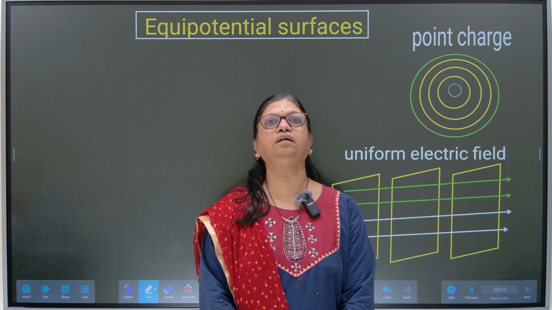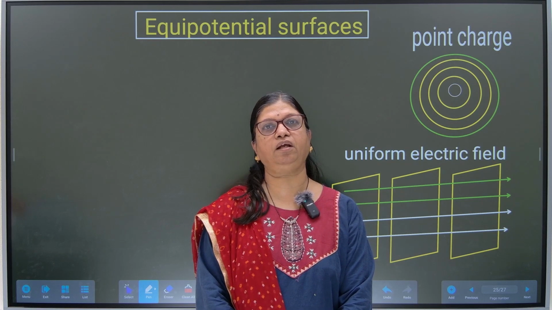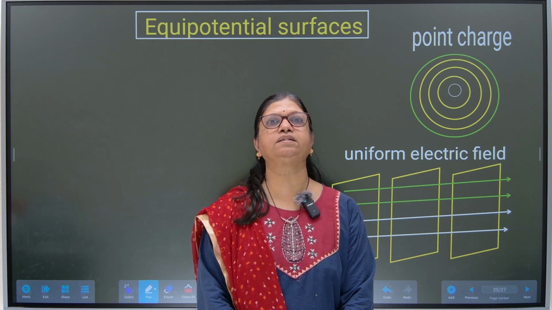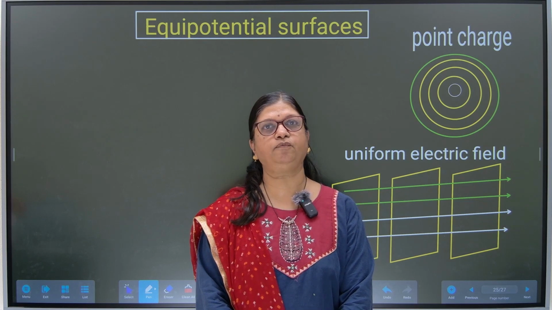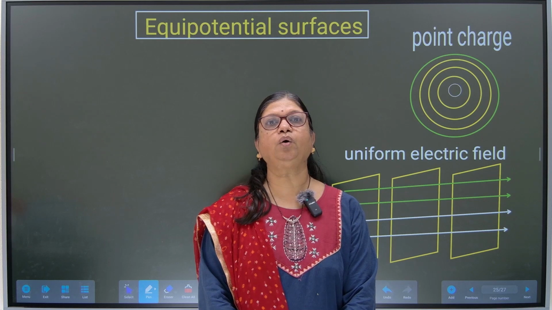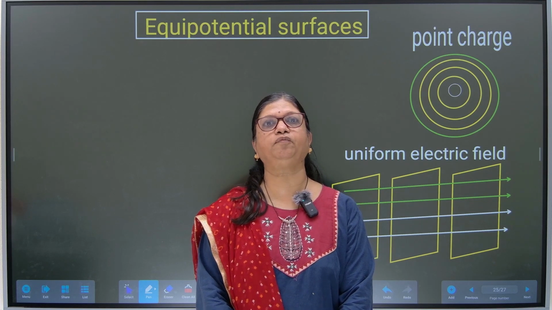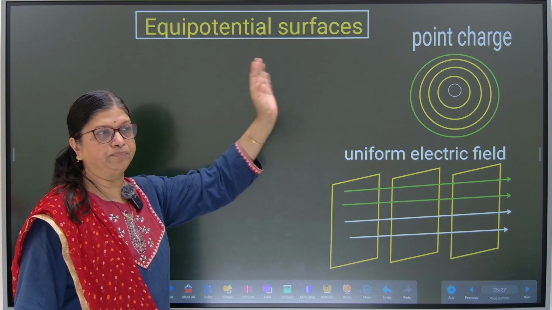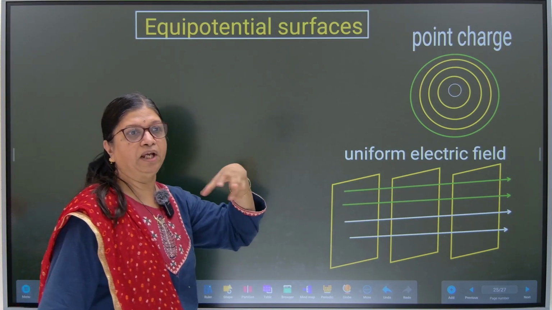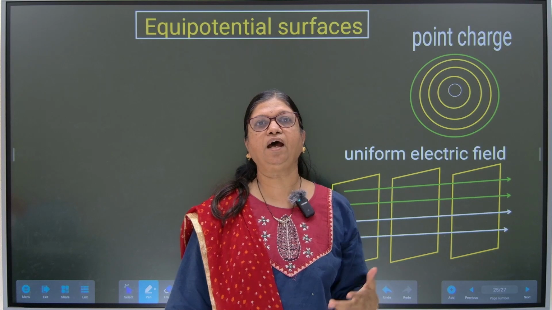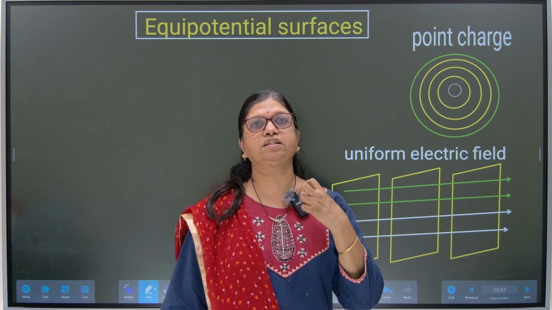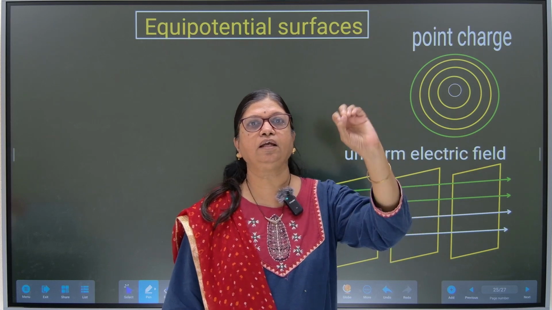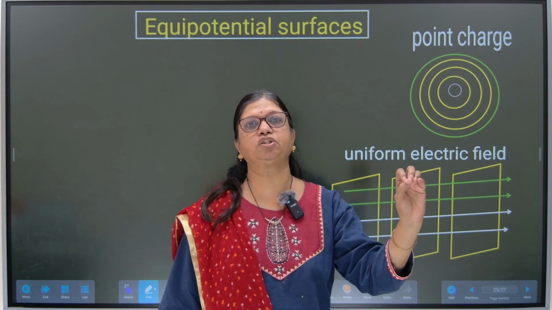We have gathered the knowledge of electric field from chapter number 1, and we have also understood the concept of electric potential from chapter number 2. Now, according to the concept of electric potential, we can come to a new topic. The word itself is telling you that we are trying to find out the surfaces at which the potential is equal. Equipotential means potential is equal.